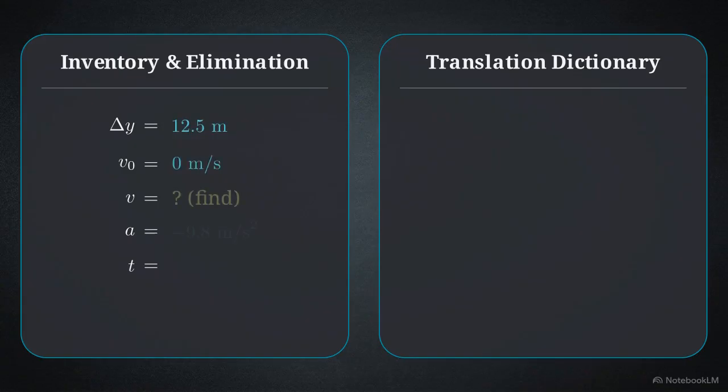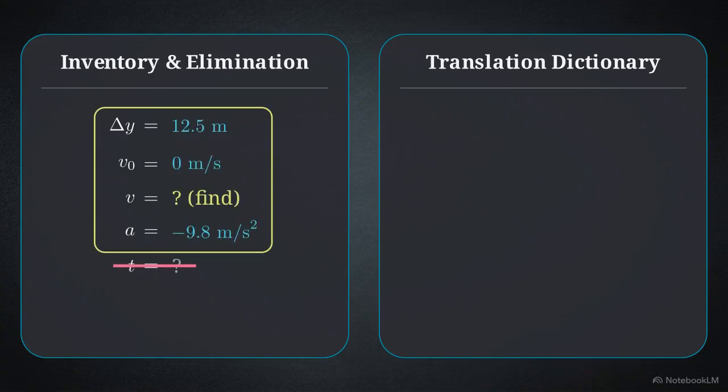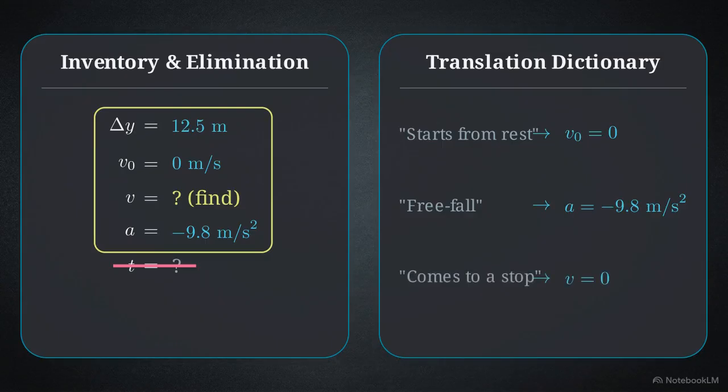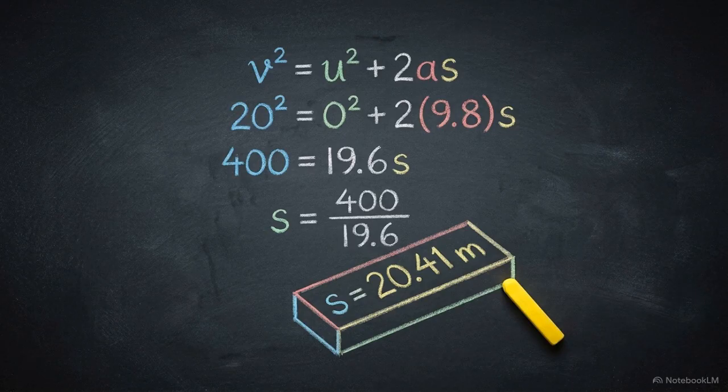List your 5 variables, use elimination to select your formula, and convert physical descriptions into numerical constants. Once you establish your known values and respect your sign conventions, the equations will do the work.